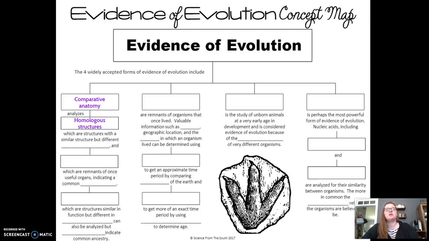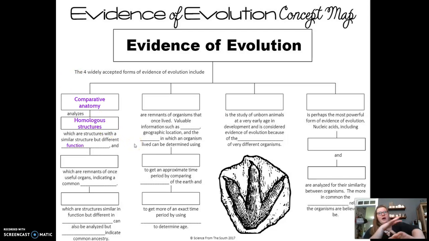So these are structures with a similar structure, which I know is repetitive, but it basically means that it's front limbs that have a similar anatomical makeup, right? So if you've got humerus, radius, ulna, carpals, metacarpals, you've got that same anatomical structure. But they have different functions, right?